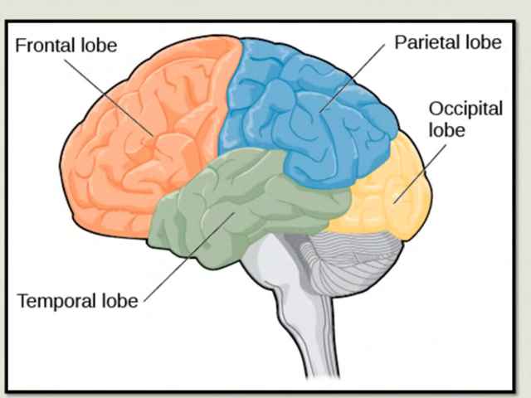There are 4 lobes of the brain: the frontal lobe, the parietal lobe, the temporal lobe, and the occipital lobe. When we pause this video, we'll take a moment to see if you can identify the 4 lobes with your partner. Let's pause now.